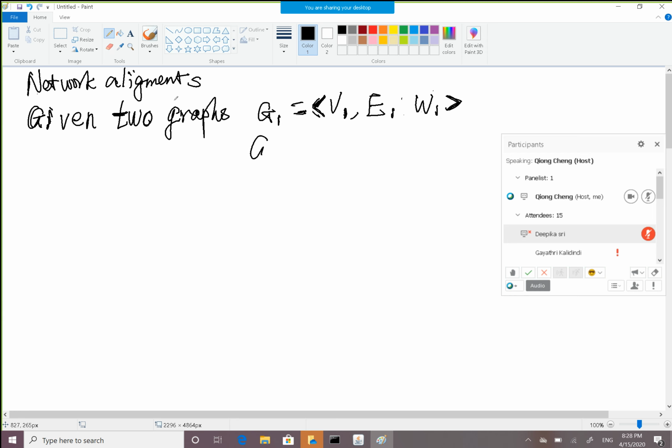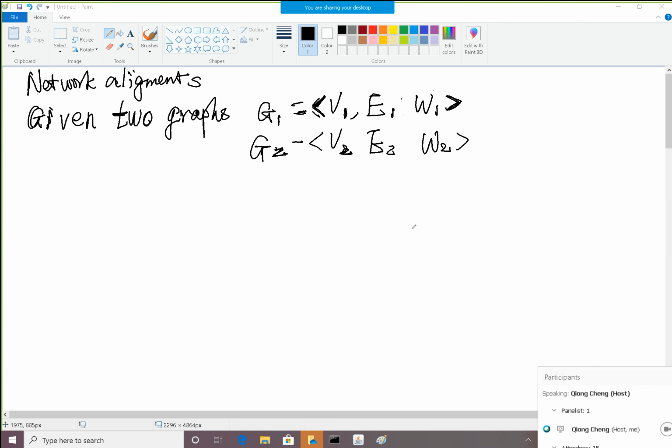I don't know why this is not easy to write. This is G2 equal to (V2, E2, W2). And then the alignment is what we want to find. And here is another condition: let's say the size of V1 is smaller than or equal to V2, right? So the sizes may be different, and we make sure the order of these two graphs is this way.